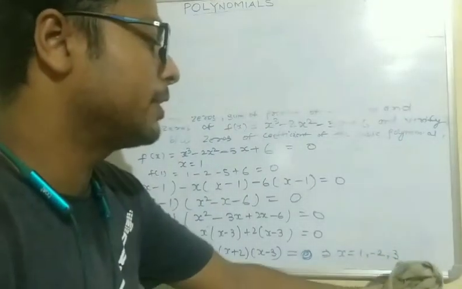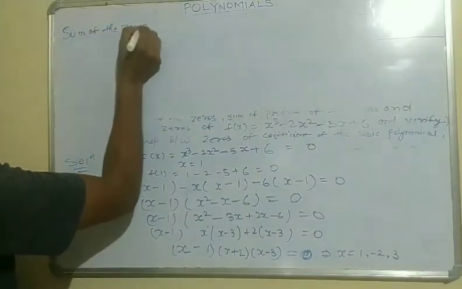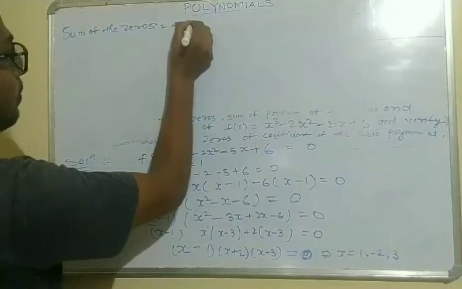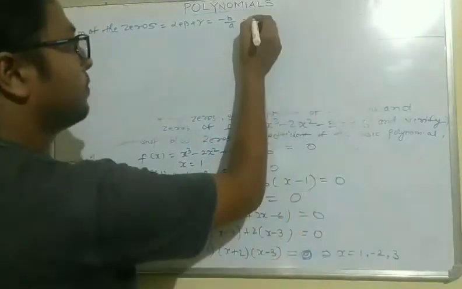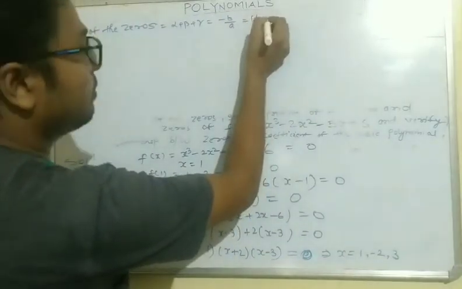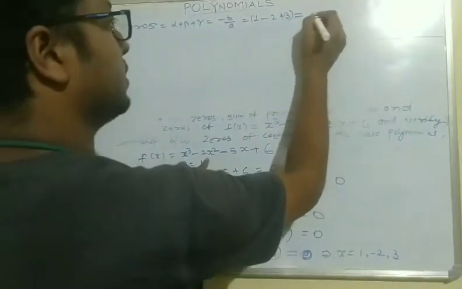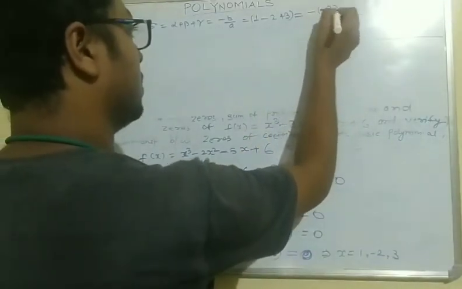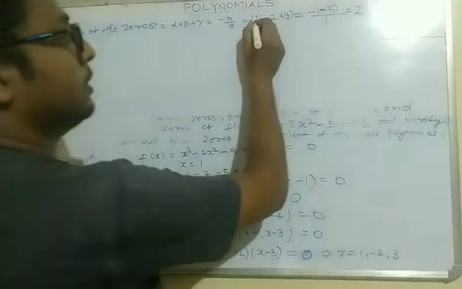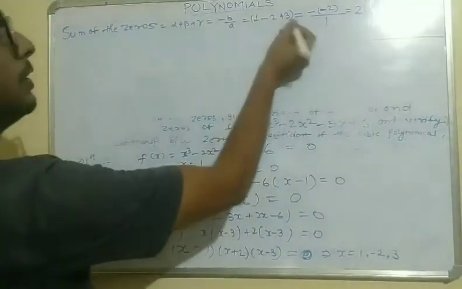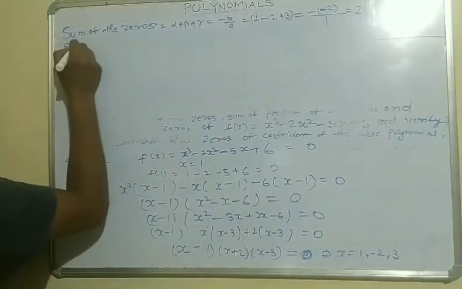Now x equal to alpha, beta, gamma. Sum of the zeros equal to alpha plus beta plus gamma equal to minus b upon a. That is 1 minus 2 plus 3, which equals 2, and minus b upon a is minus of minus 2 upon 1, which equals 2. Both are the same answer. LHS equal to RHS.